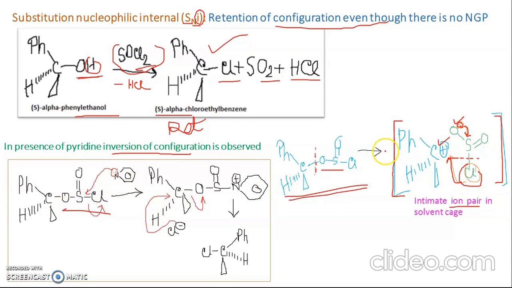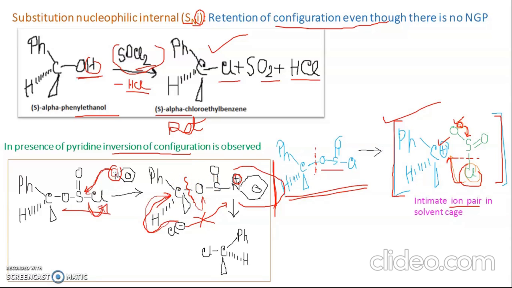Now instead of formation of this intimate ion pair, the pyridine attacks this sulfur. So Cl will be removed. Already one HCl is removed, and now this Cl is removed. So what are you getting? Now pyridine is directly attached to sulfur and there is a positive charge on nitrogen. So now this side is blocked, and as this side is blocked, chlorine cannot approach this side. That is not possible. So chlorine can attack only through the other side, and the C-O bond will be broken.